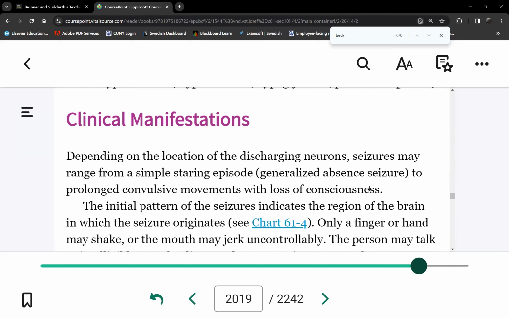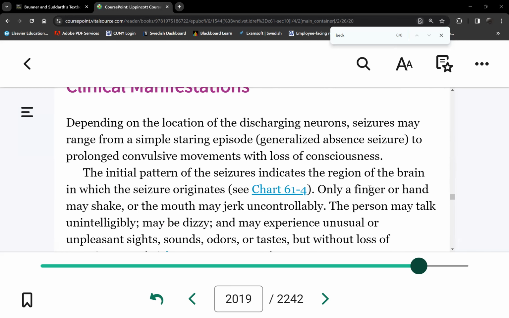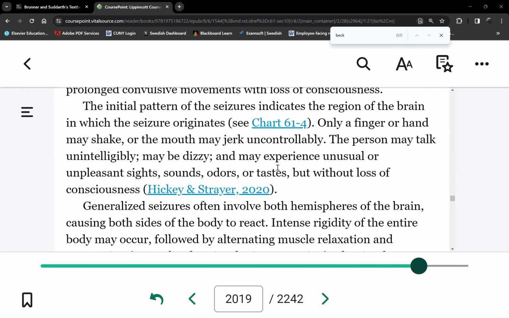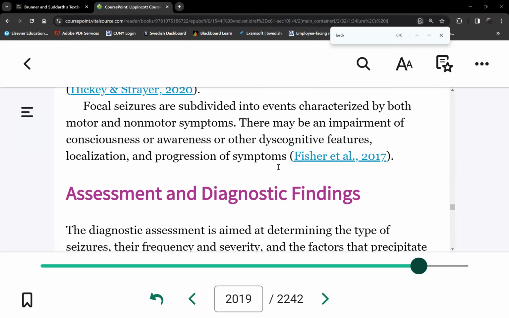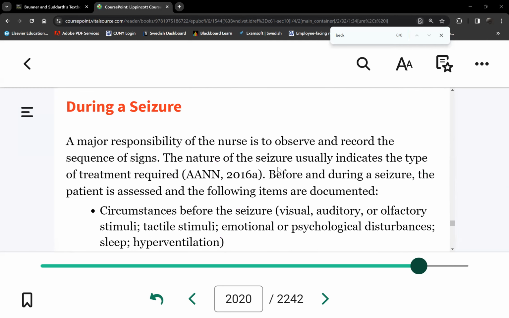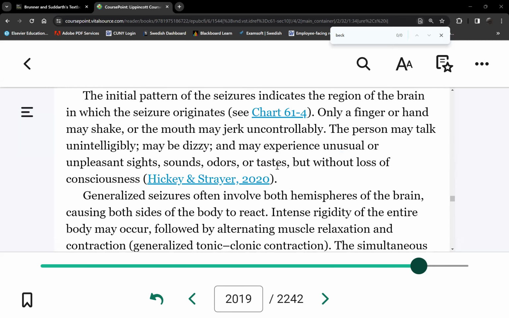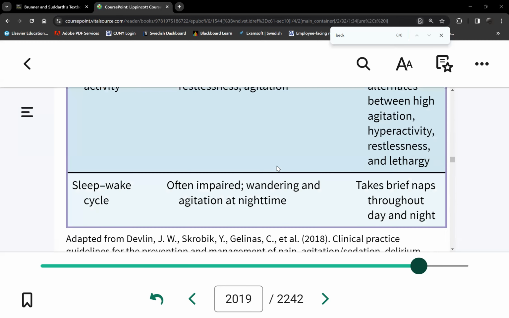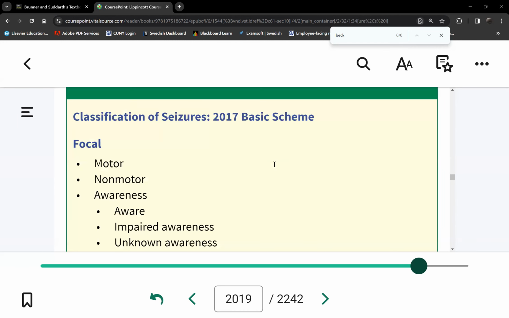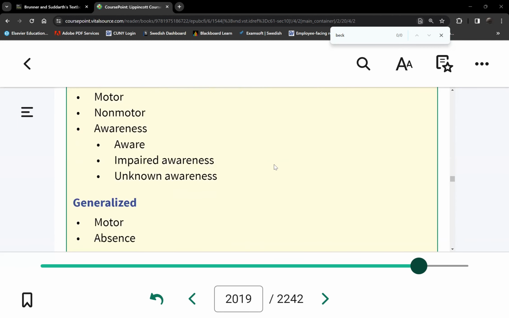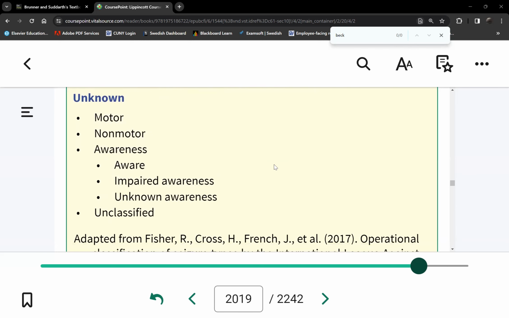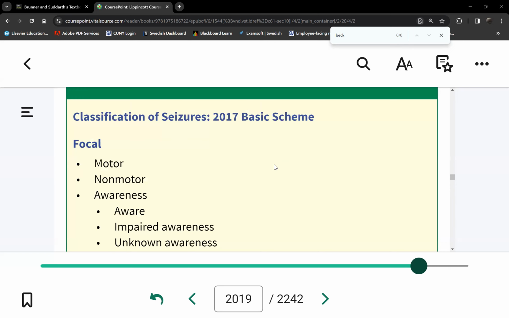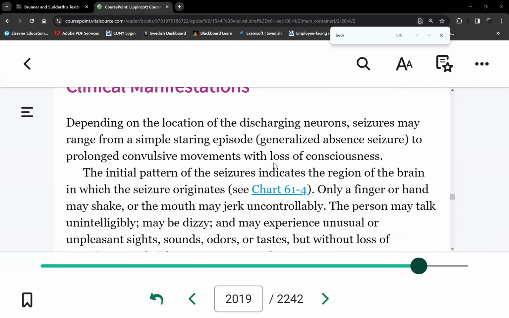For testing purposes, we will only discuss and test the most common type of seizure, which is the generalized seizure, also known as the tonic-clonic type of seizure. So let's go to chart 61-4. Okay, right, I missed the chart right here. So of all these, we will only test which one? Okay, the tonic-clonic type. There are many types of seizures.